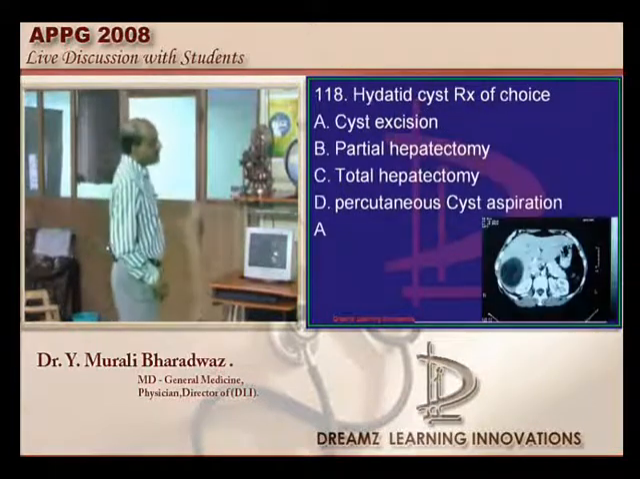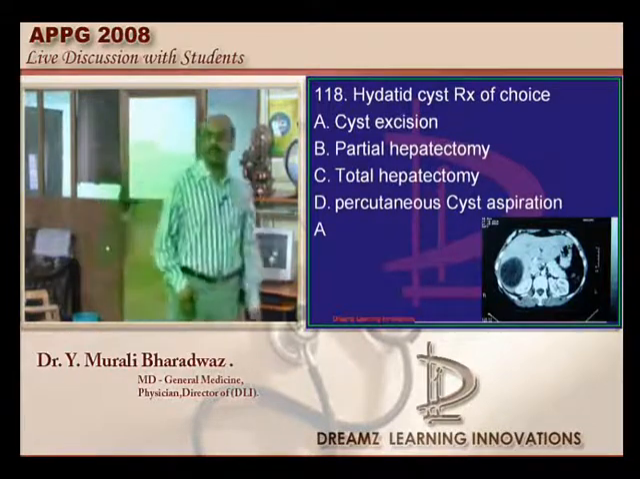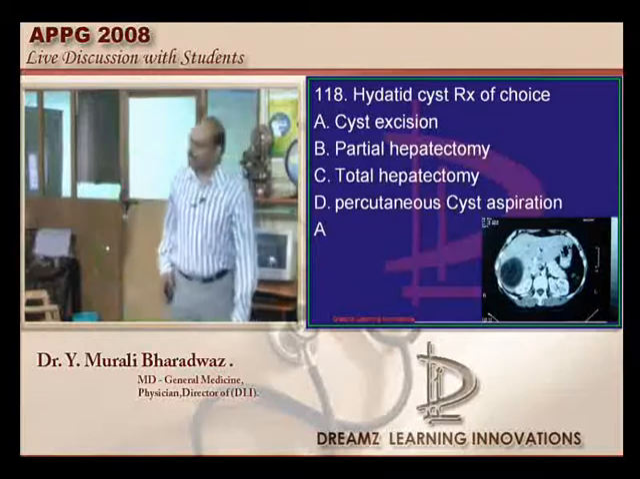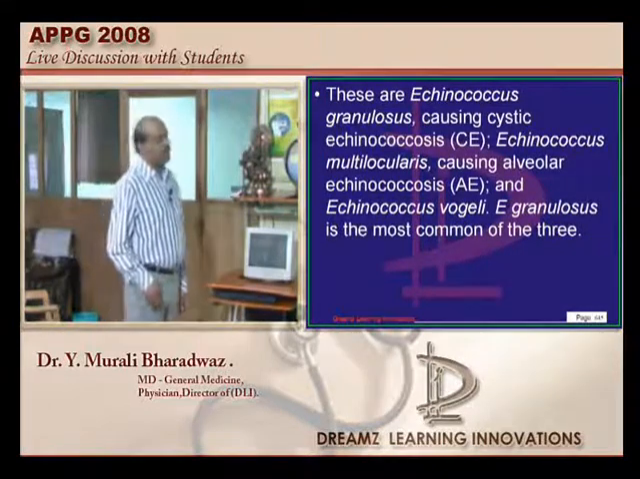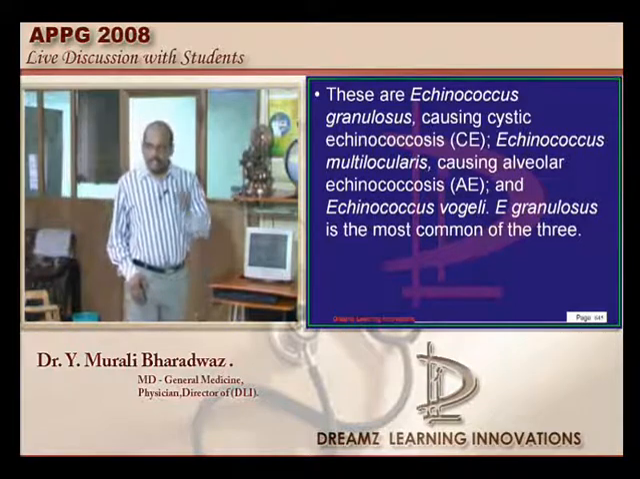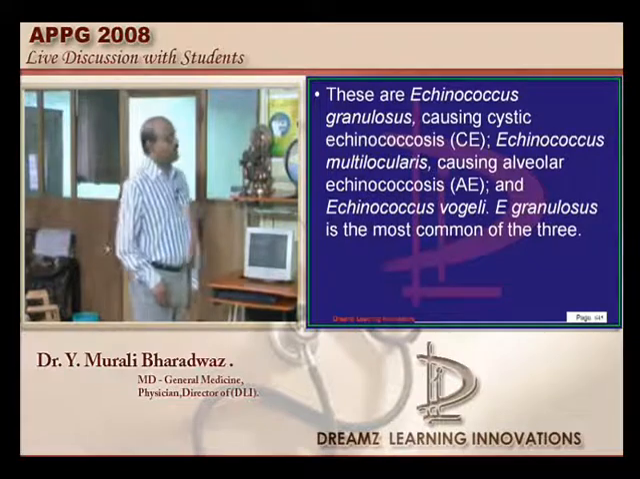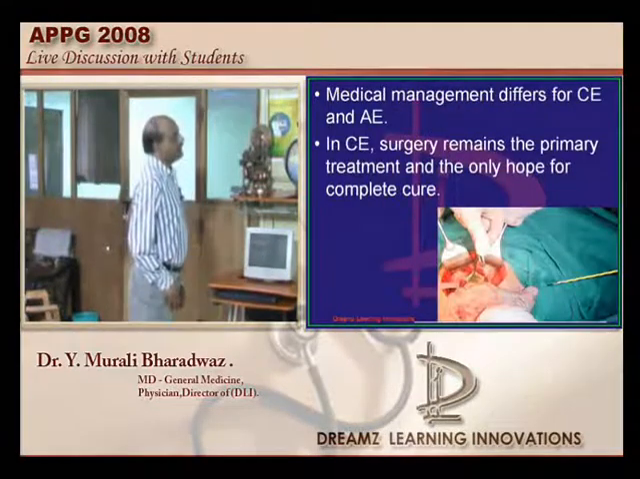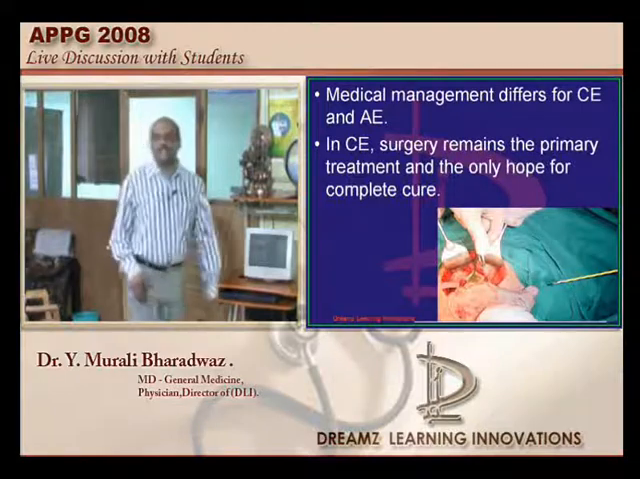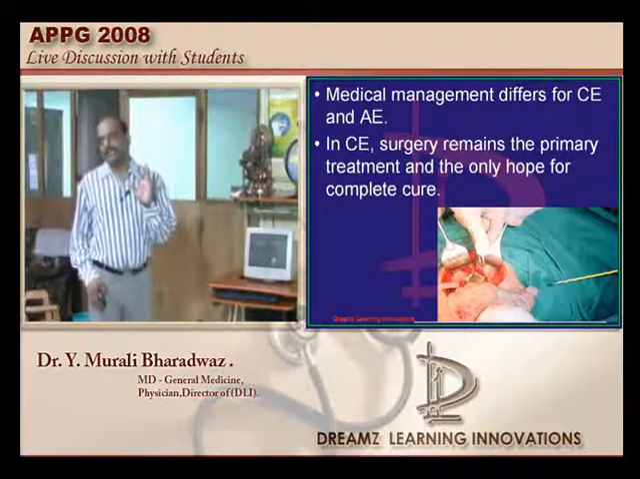In the hydatid cyst, what is the treatment of choice? How many answered it as percutaneous aspiration? Was it there in the options? Basically there are two types of echinococcosis, doctor. Cystic echinococcosis caused by granulosus and alveolar echinococcosis caused by multilocularis. Now in the case of cystic echinococcosis, surgery is the primary treatment and the only hope of complete cure is what needs to be remembered.